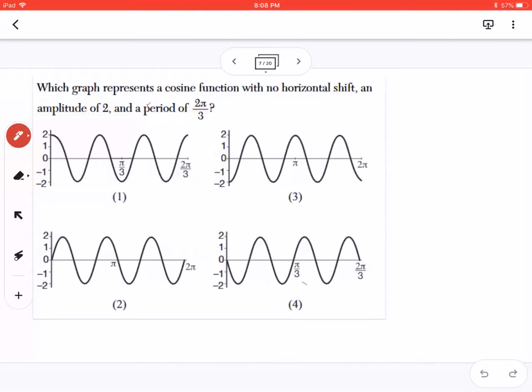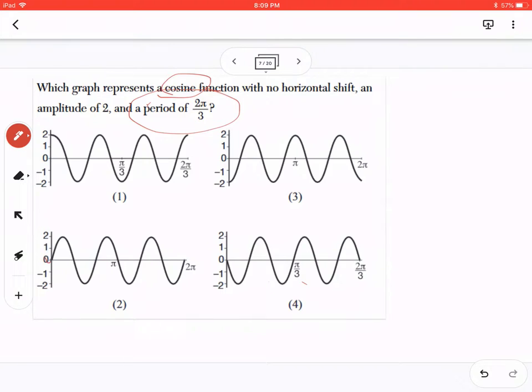In this question, we're asked which graph represents a cosine function with no horizontal shift, an amplitude of 2, and a period of 2 pi over 3. If you look closely, they all have an amplitude of 2, so there's not going to be any narrowing down with the amplitude value. However, we're going to have to look closely at which of these graphs would have a period of 2 pi over 3, and also which of these would be cosine graphs.